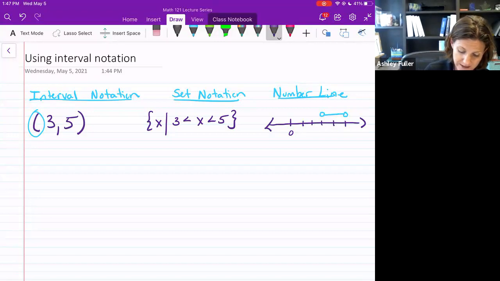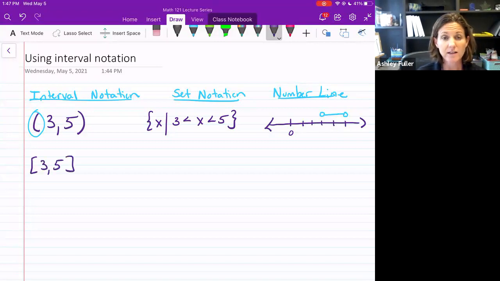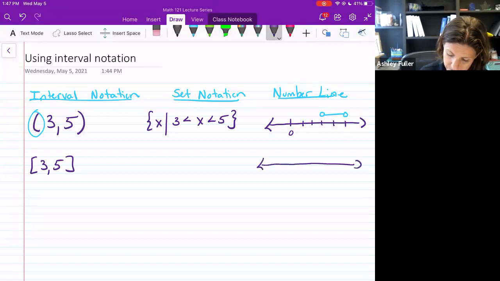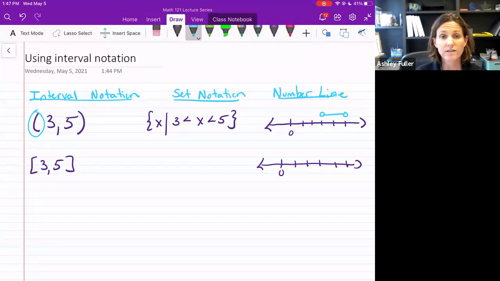As a similar example, if we have brackets as opposed to parentheses, again, going straight to the number line notation, I have 0, 1, 2, 3, 4, 5. When there are brackets involved, that means the number itself is included. So at 3, there will be a closed dot, and at 5, there will also be a closed dot.